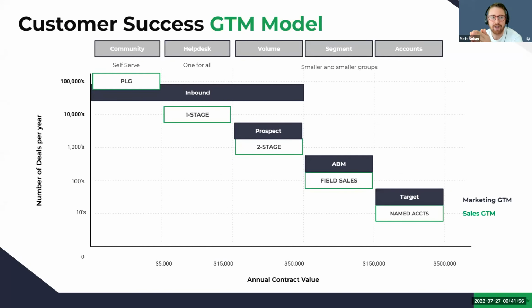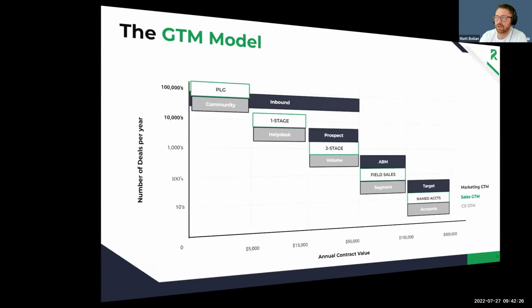So next, here are our CS or customer success go-to-market motions. We have a community, which I would consider self-serve, and I'll talk about that in a second. Help desk, I mean, you have tickets and it's one for all, it's just prioritized. And then this next portion, volume by segment and by account, is essentially your CS team being broken into smaller and smaller accounts as you have larger and larger average contract deals, right? And so it just changes how you're thinking about it. So let's align these and see how they all work together.